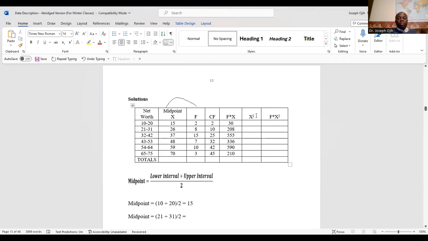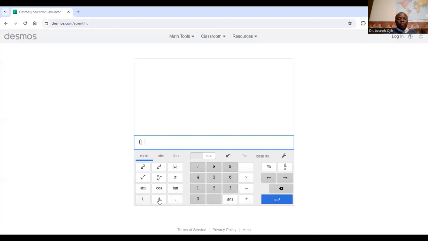Then next is this side, x squared. X squared means to square. This is the x right here. So if you say x squared, that means you're going to square all these numbers here. For example, the first one is 15. So 15 squared gives me 225. So I'll go there and put 225.